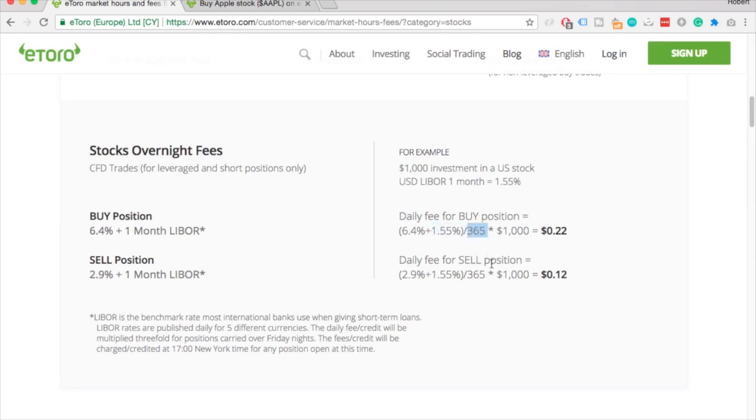365 is obviously the number of days in a year, and $1,000 is our investment. So in this case you end up paying 22 cents for a day. And keep in mind that overnight fees are applied to the borrowed amount. So if you have $1,000 and you leverage that by 3, which means you have $3,000, the fee is applied to the 2,000 you borrowed, not to the 1,000 you already had.